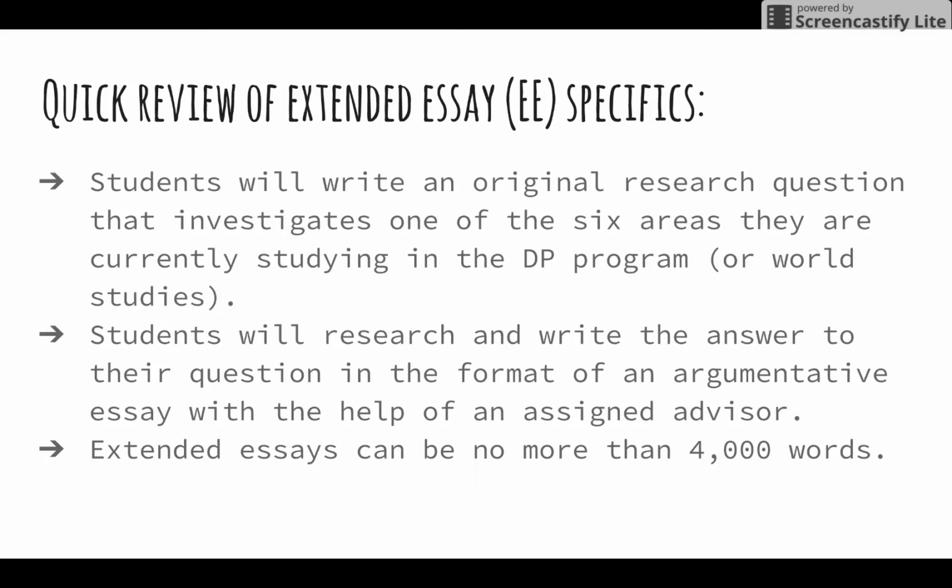First of all, students will write an original research question that investigates one of the 6 areas they are currently studying in the diploma program, or they can take a look at a world studies idea, which is where they integrate 2 or more of the subjects that they are taking, such as history and art or English and biology. Students will also research and write an answer to their question in the format of an argumentative essay with the help of an assigned advisor, and extended essays can be no more than 4,000 words long.